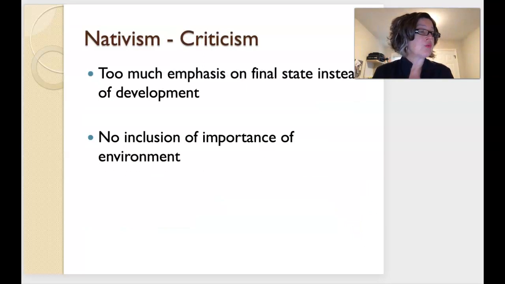Okay, if you are a critic of nativism, you would say, wow, there's way too much emphasis on the final state instead of development, but there's actually not a lot of emphasis on the actual development aspects of language acquisition. And basically, there's no inclusion of the importance of environment. So developmental psychologists, other theorists would say, okay, the environment is more important than you are stating in here. Okay, so that is nativism.